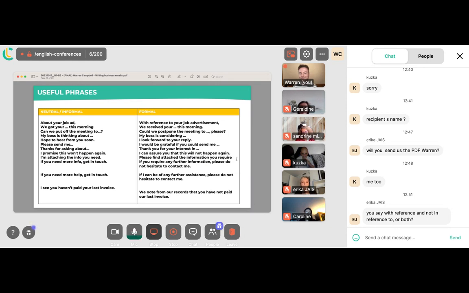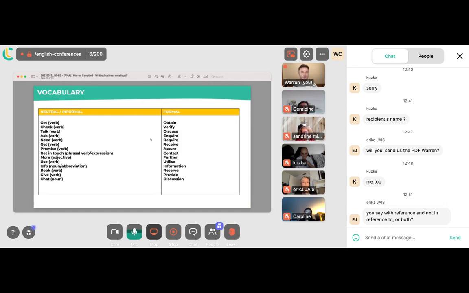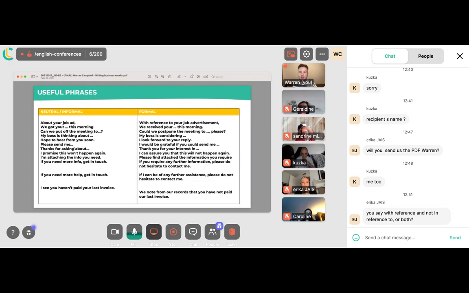Okay. Now, in the previous slide, we obviously looked at some different terminology we can use instead of get, for example. Okay, we saw this a couple of times. Get, the past form, got. We got your report this morning. We got your proposal this morning. One could say instead, we received your proposal this morning. Sounds much more professional.